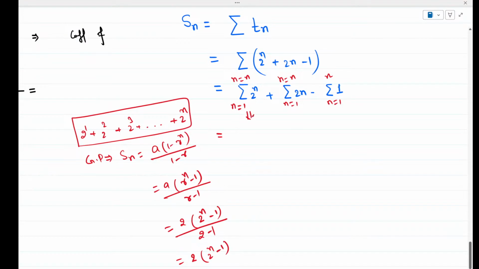So for this term, I should write 2 times 2 raised to power n minus 1 plus, what is this? Summation of sigma of 2n. So 2 becomes outside and this is the summation of n.